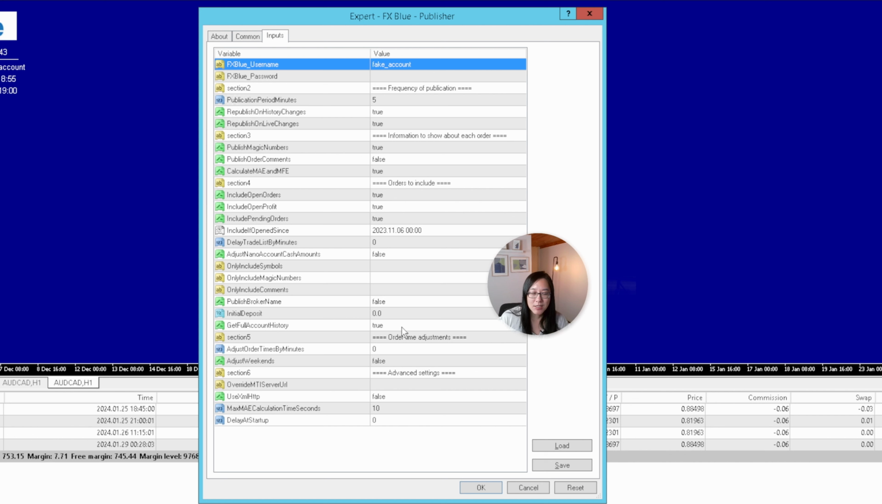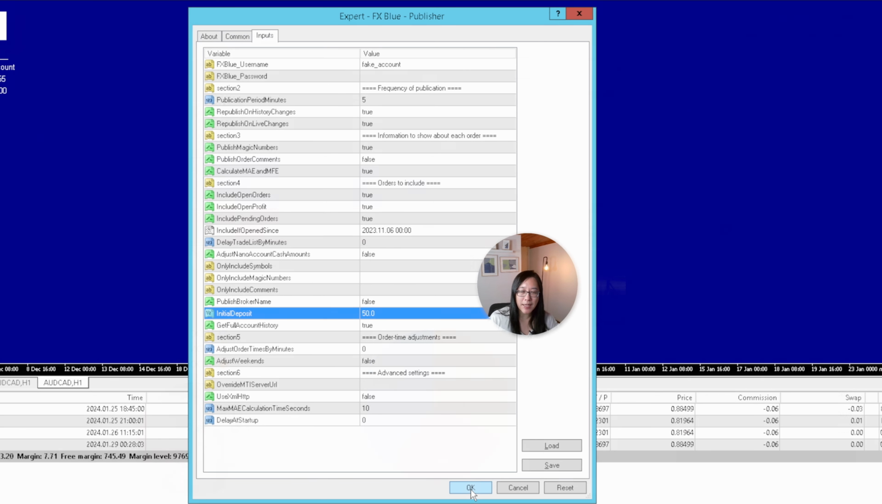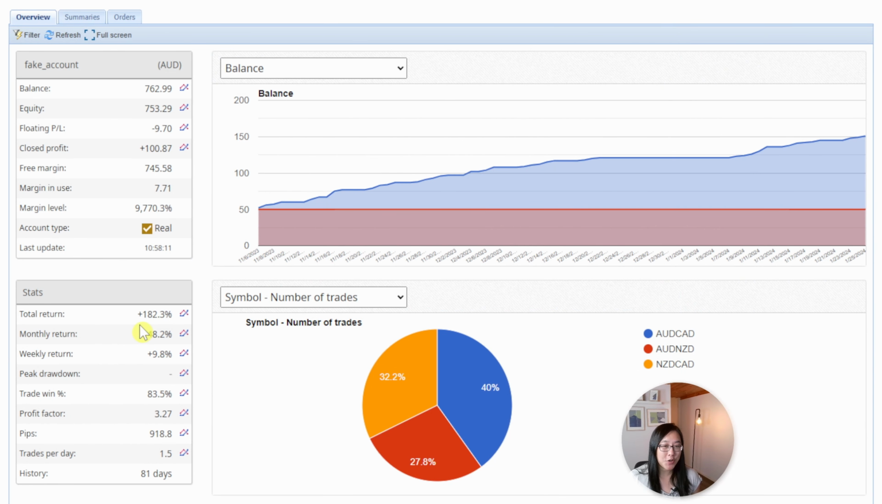What I'm keen to see here is this initial deposit. So right now it's set to 0. Let's say, what if we put $50 here? So this account actually started off with $500, but let's see what happens when I put $50 as the initial deposit and hit OK. Look at that. My total returns now based on a $50 deposit is 182% in the past 81 days of trading.